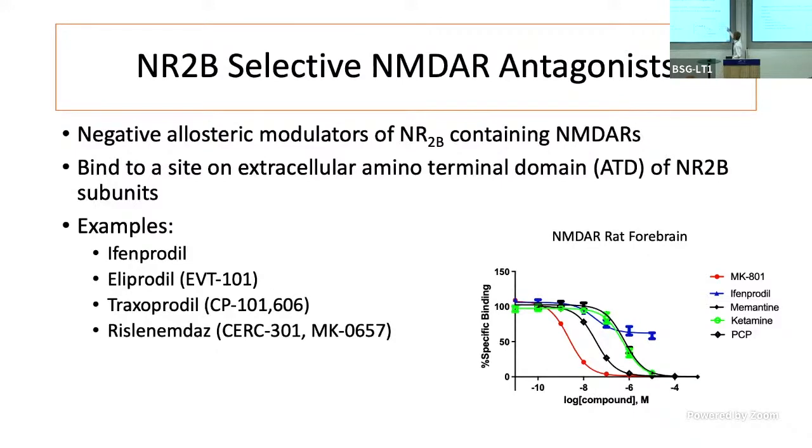When you use drugs like memantine, ketamine, PCP, you see full displacement of MK1, meaning you're displacing it from all the different NMDA receptors in rat brain. But with ifenprodil, which only targets the NR2B, you see this sort of plateauing effect, where you're only displacing about 40% of the MK1 there, meaning about 40% of the NMDA receptors in our rat forebrains appear to be NR2B containing receptors.